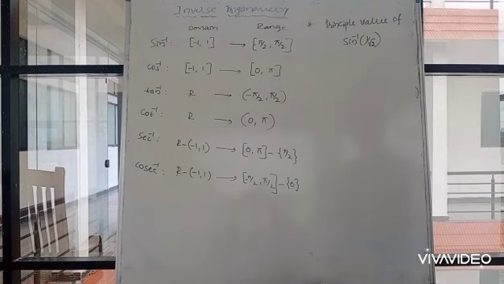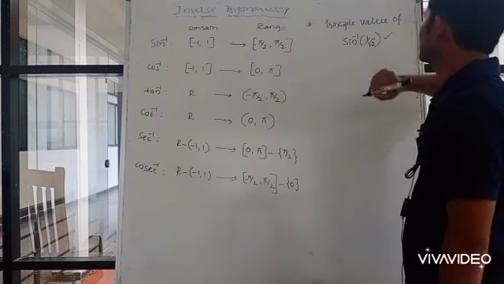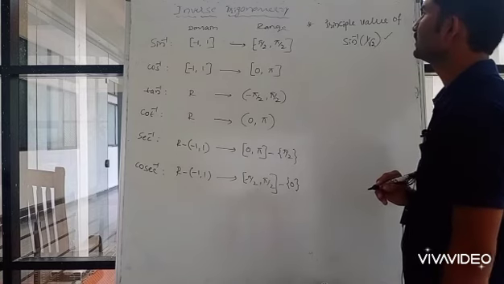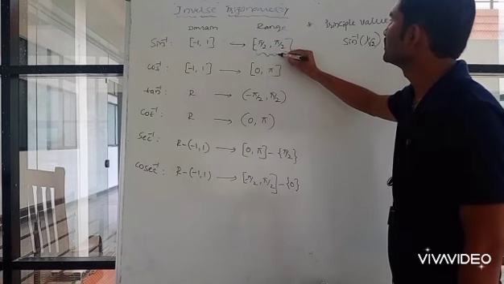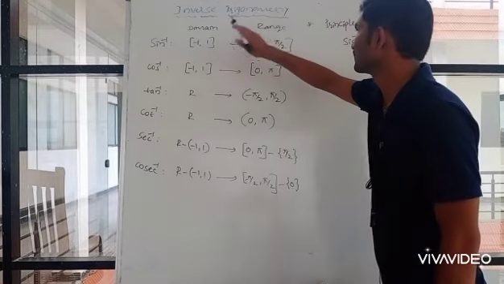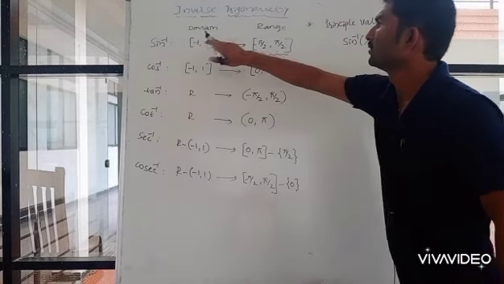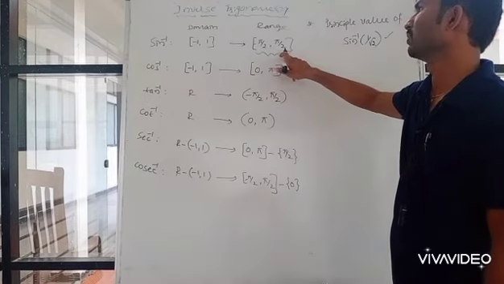Sine inverse of 1 by root 2. We need to find the principal value. Principal value means the principal value branch. Here the sine inverse function is used, so we consider the principal value branch of the sine inverse function.